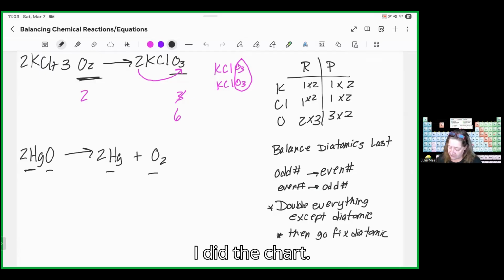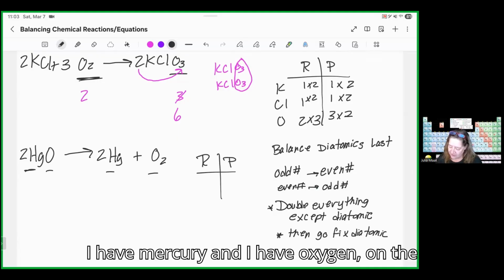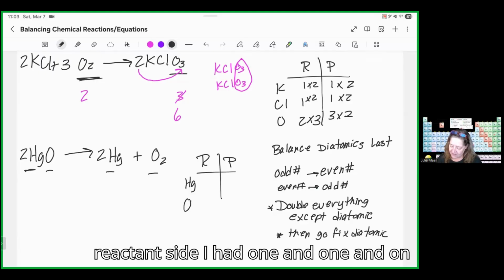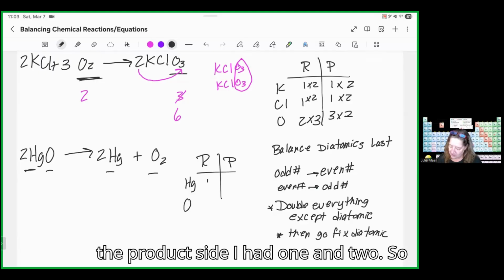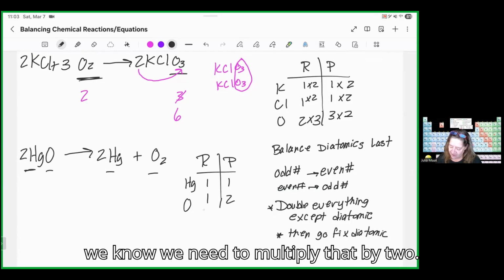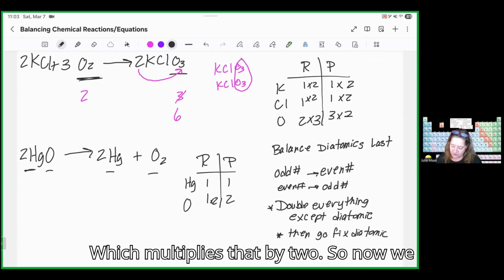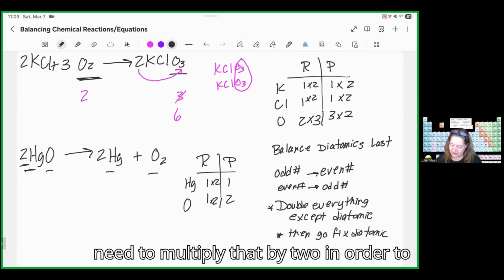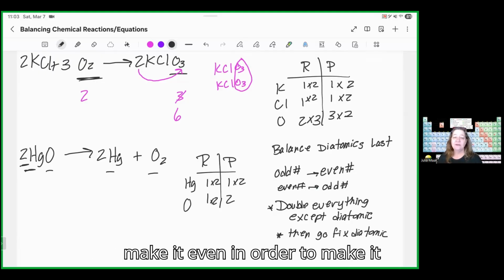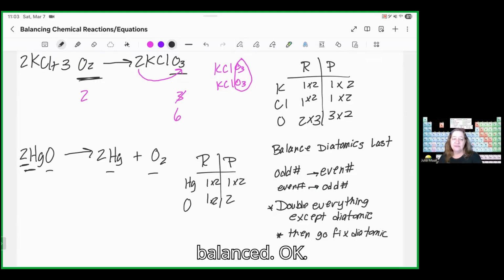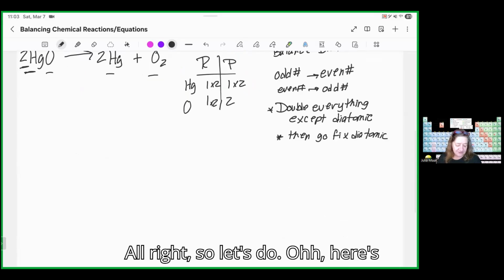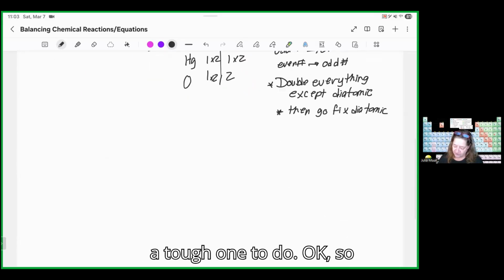If I did the chart, I have mercury and I have oxygen. On the reactant side, I had 1 and 1, and on the product side, I had 1 and 2. So we know we need to multiply that by 2, which multiplies that by 2. So now we need to multiply that by 2 in order to make it balanced. All right, here's a tough one to do.